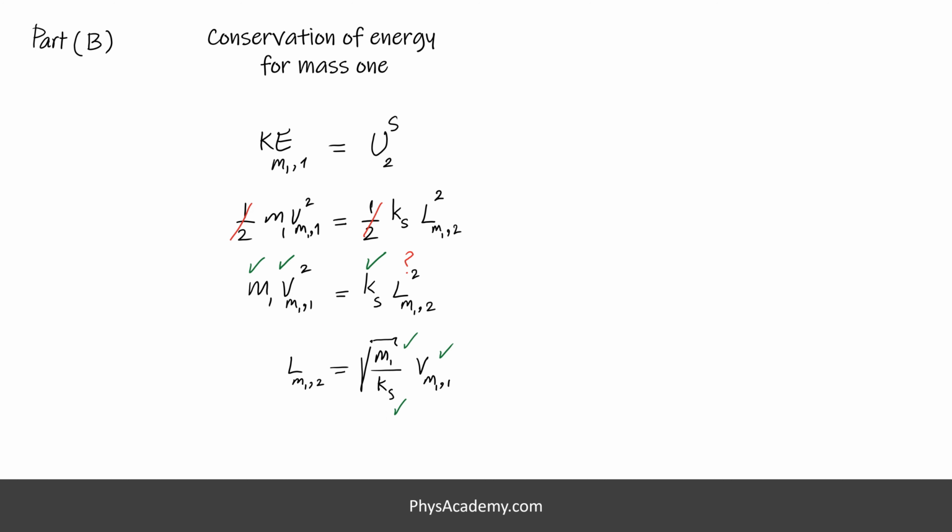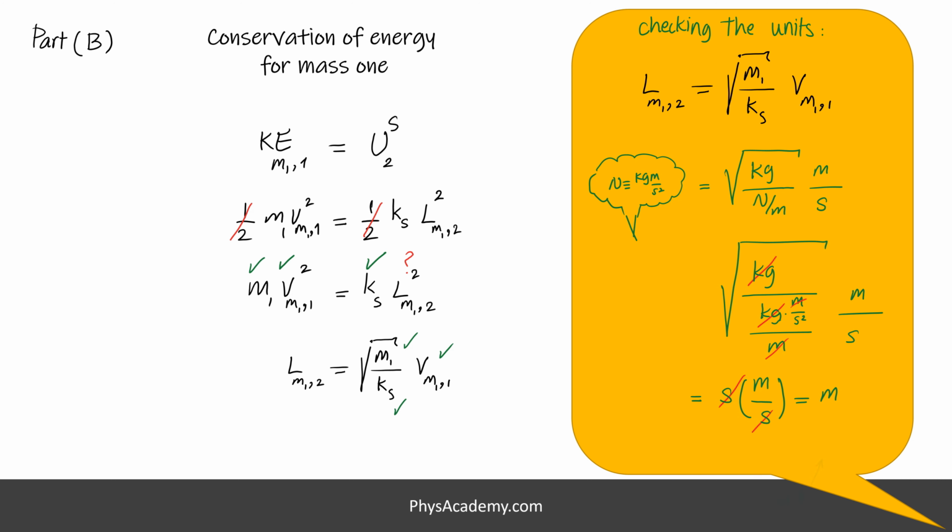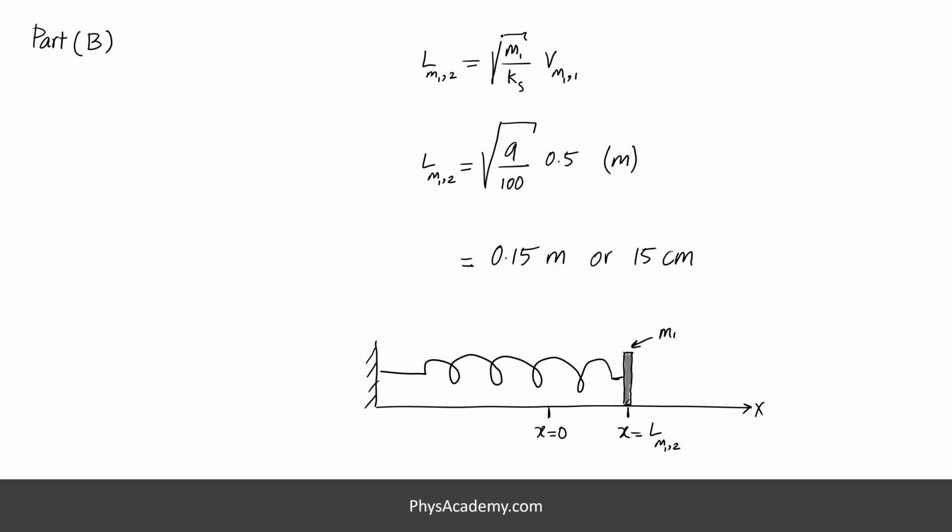Again, before plugging the numbers in, I'm going to check the units really quickly. Mass is in kilograms, Ks is in newtons per meter, and velocity is in meters per second. After canceling out a few units, we get meters, which is good news for us as I was expecting the unit of L of m1 at stage 2 to be in meters. After plugging in the given values for mass 1, the spring stiffness constant, and the velocity of mass 1 at stage 1 right as it passes the equilibrium point, we get 0.15 meters or 15 centimeters.